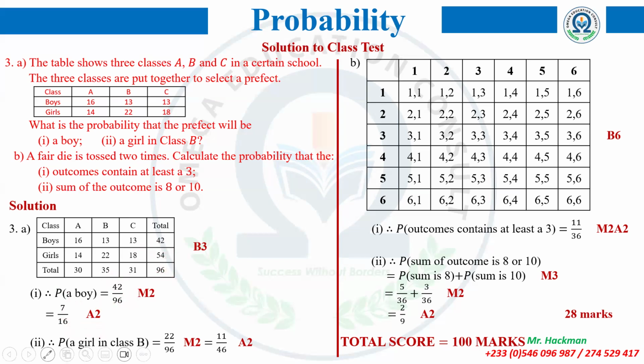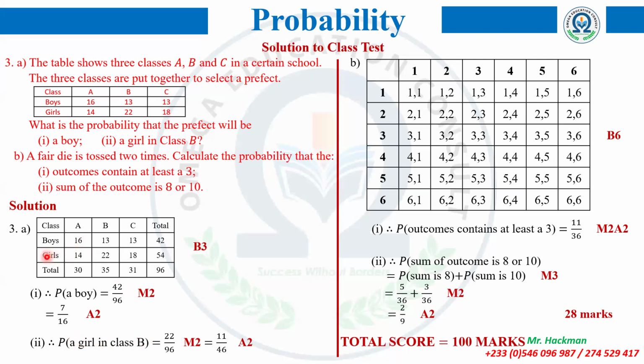Then we come to the second question. We are looking at P(a girl in class B). So your number of success will be the number of your event here: the number of girls in class B over your sample space. And your sample space, you know that is 36. Sorry, 96, forgive me. So the number of your success will be the number of girls in class B.